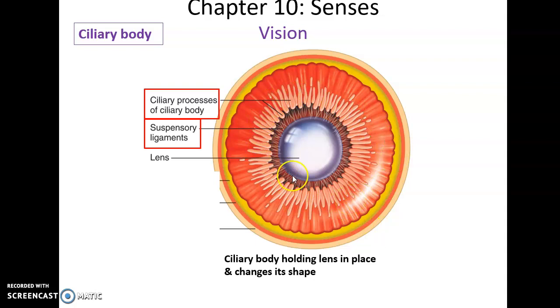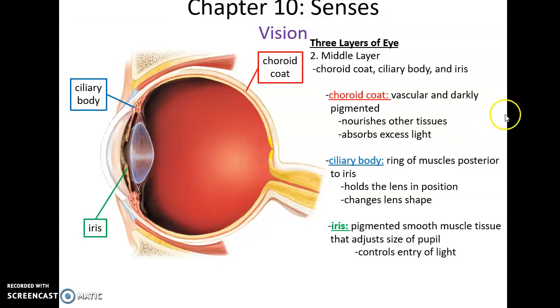So here's the ciliary body. Here are the little fibers attaching it to the lens that are called suspensory ligaments. It holds the lens in place and changes its shape for focusing. And then we finally have the iris.